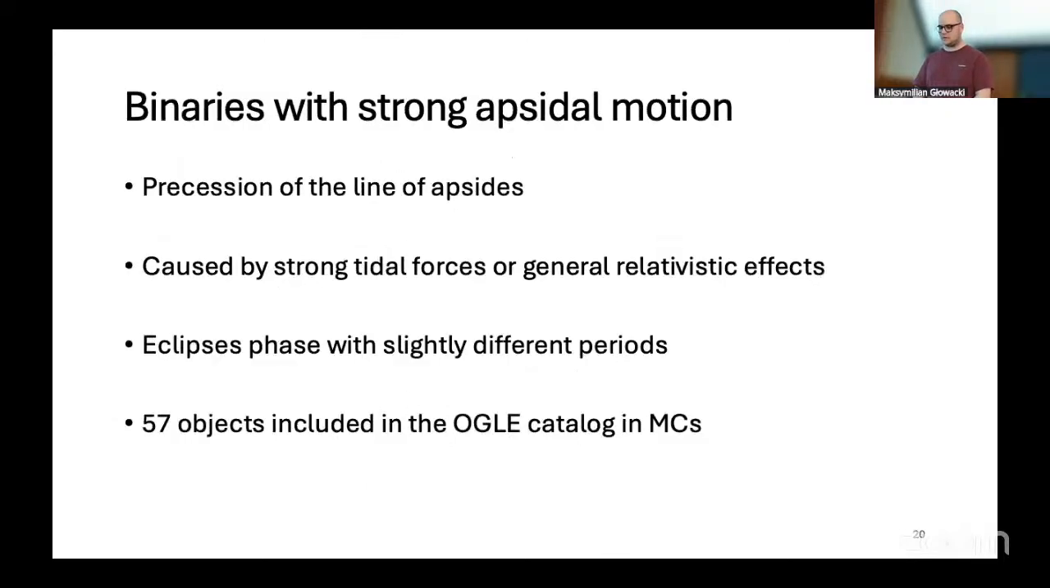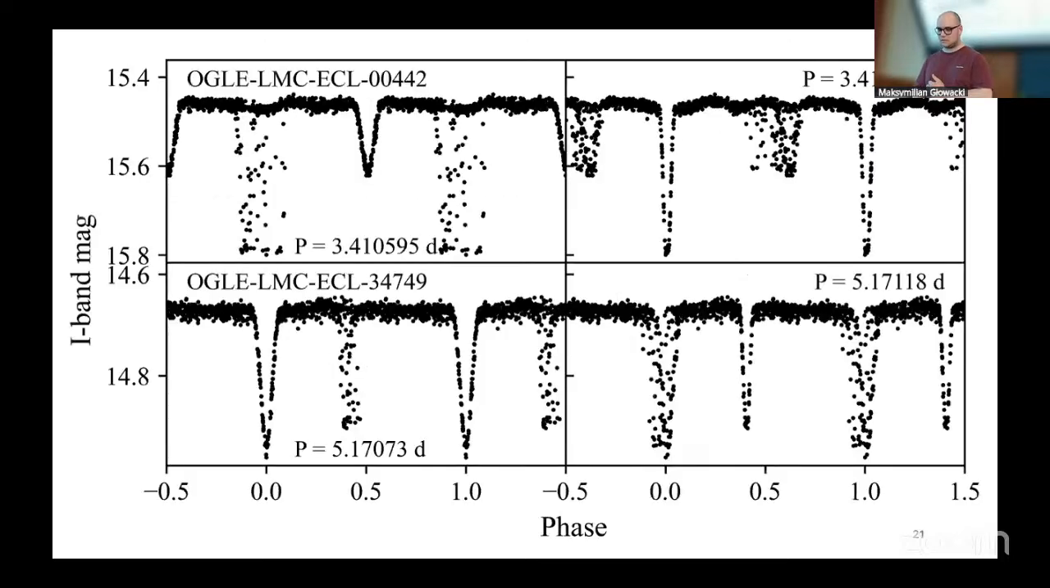We also have binaries with strong apsidal motion, so their lines of apsides experience precession. This is caused by strong tidal forces or general relativistic effects. And this causes the two eclipses to phase with slightly different periods. We have in total 57 such objects in our collection, and two of them are presented here.